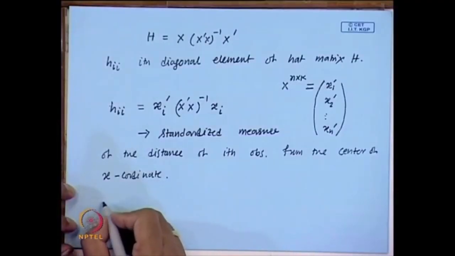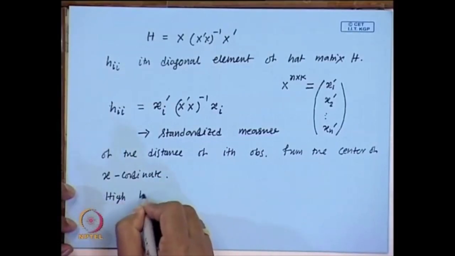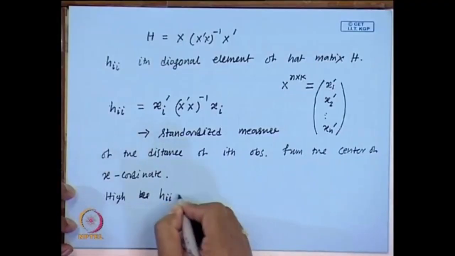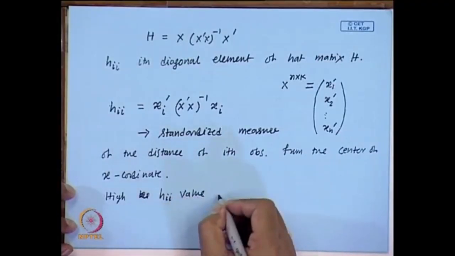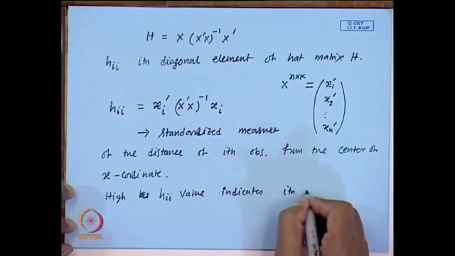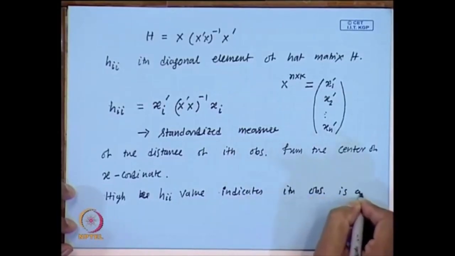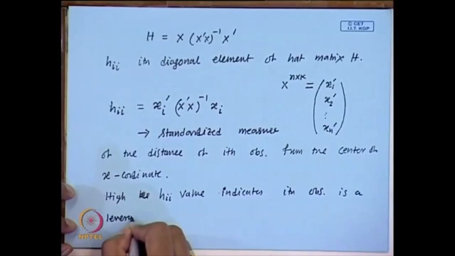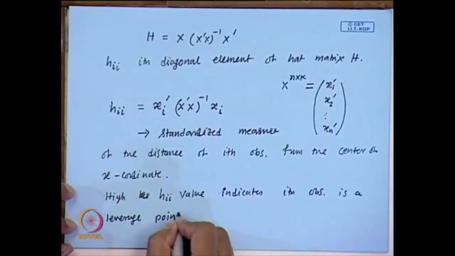So the conclusion here is the criterion for i to be a leverage point: usually a high H_ii value indicates that the ith observation is a leverage point.